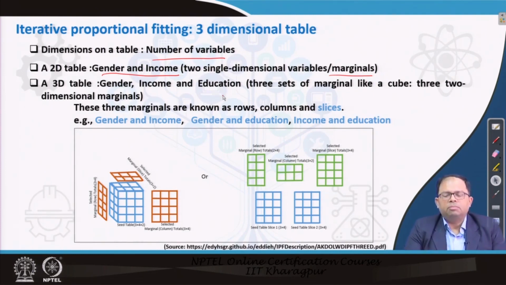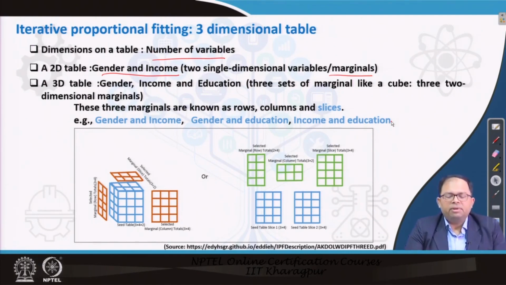So, we have three sets of marginals like a cube, and that also means that we have three two-dimensional marginals. That means we have marginals for gender and income, gender and education, and income and education. We need to understand, for each population group with a particular gender and income level, the number of people, the control total for that, and also the seed data for that. Then gender and education, and income and education, we need the same. The seed needs to be three-dimensional, where we have the data for gender, income and education. All three things have to be there in the seed.